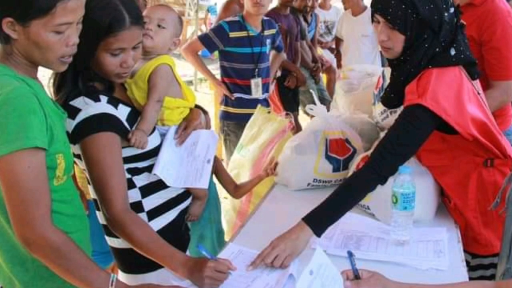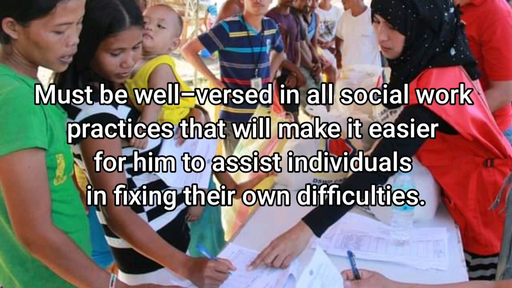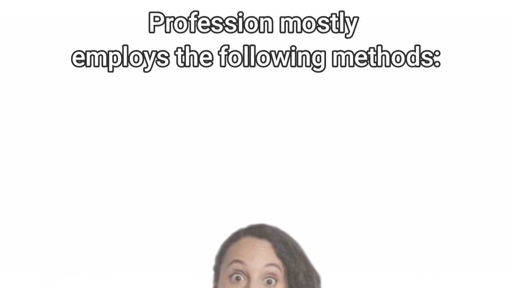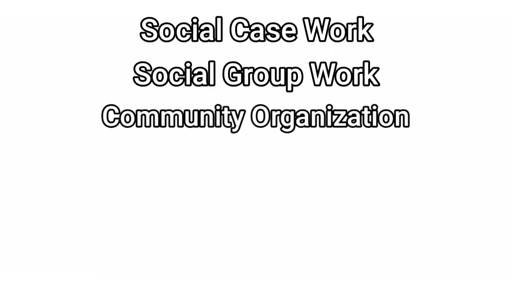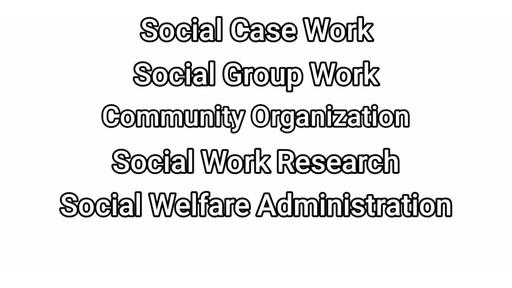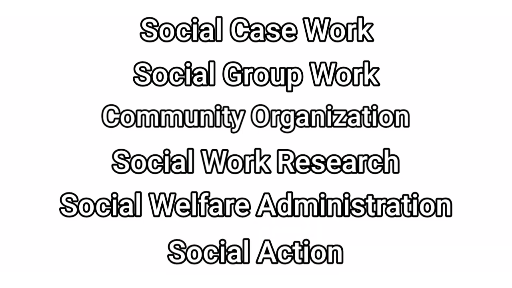In order to complete this role, the social worker must be well versed in all social work practices that will make it easier for him to assist individuals in fixing their own difficulties. When it comes to achieving its goals, social work as a profession mostly employs the following methods. Number 1. Social casework. Number 2. Social group work. Number 3. Community organization. Number 4. Social work research. Number 5. Social welfare administration. And number 6. Social action.